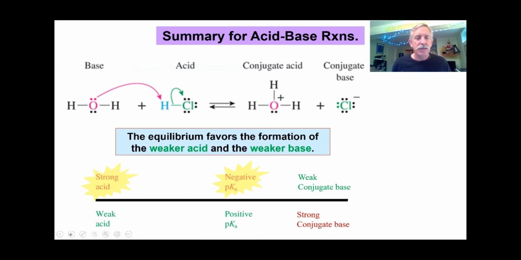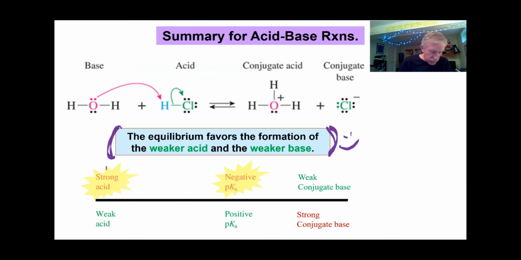Okay, so here's our summary. Summary for acids and bases with my poster child of HCl up there. And keep in mind the equilibrium always favors going to the side of the reaction that creates the weaker acid and the weaker base. These are the happier things. They like hanging out together.